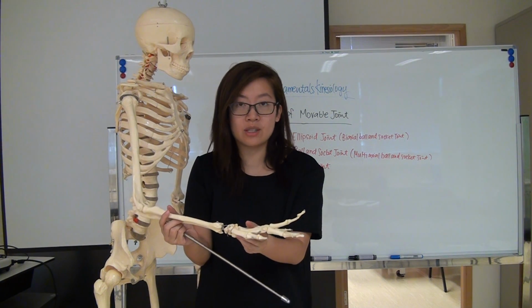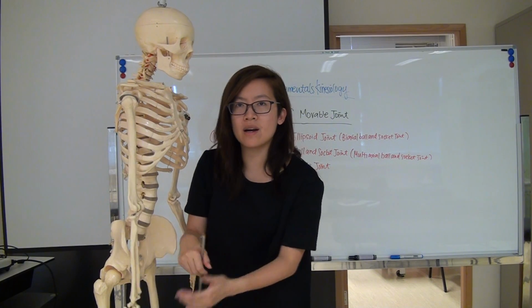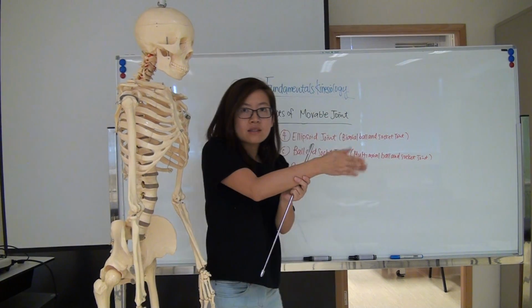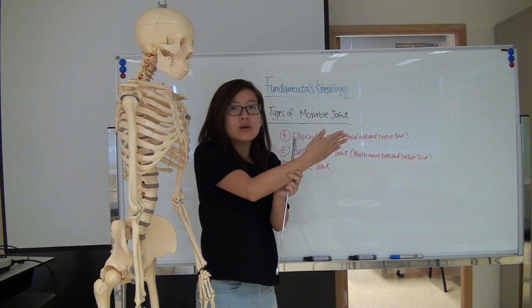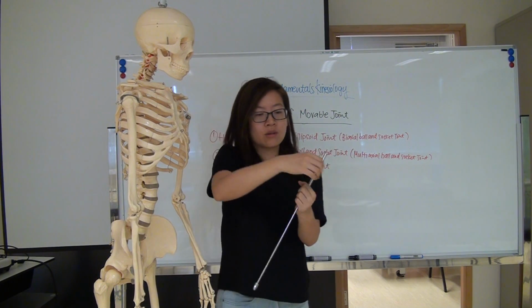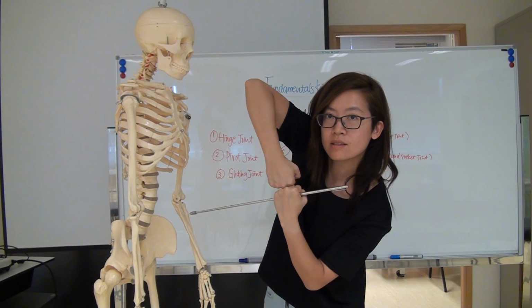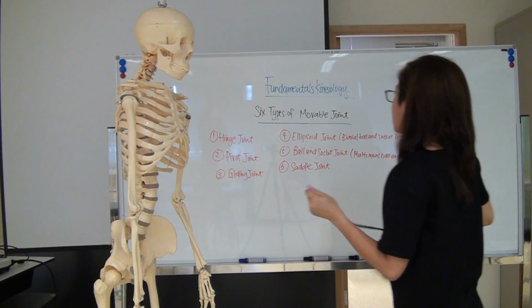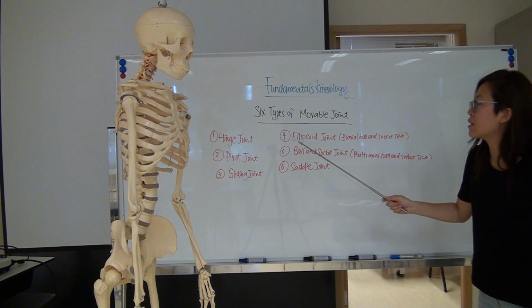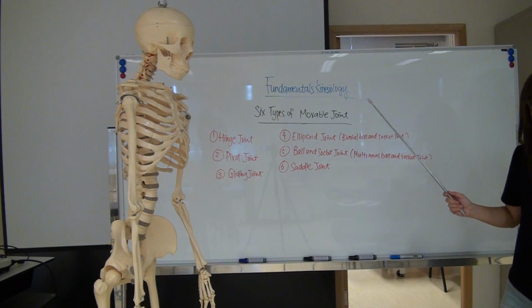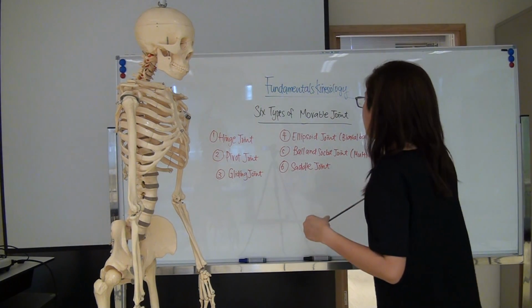But it can't rotate. Okay, so you might ask, is this rotating? Is this rotating? We call this circumduction, not rotation. Rotation is really movement like this. This is called rotation. So the ellipsoid joint allows movement in 2 planes.